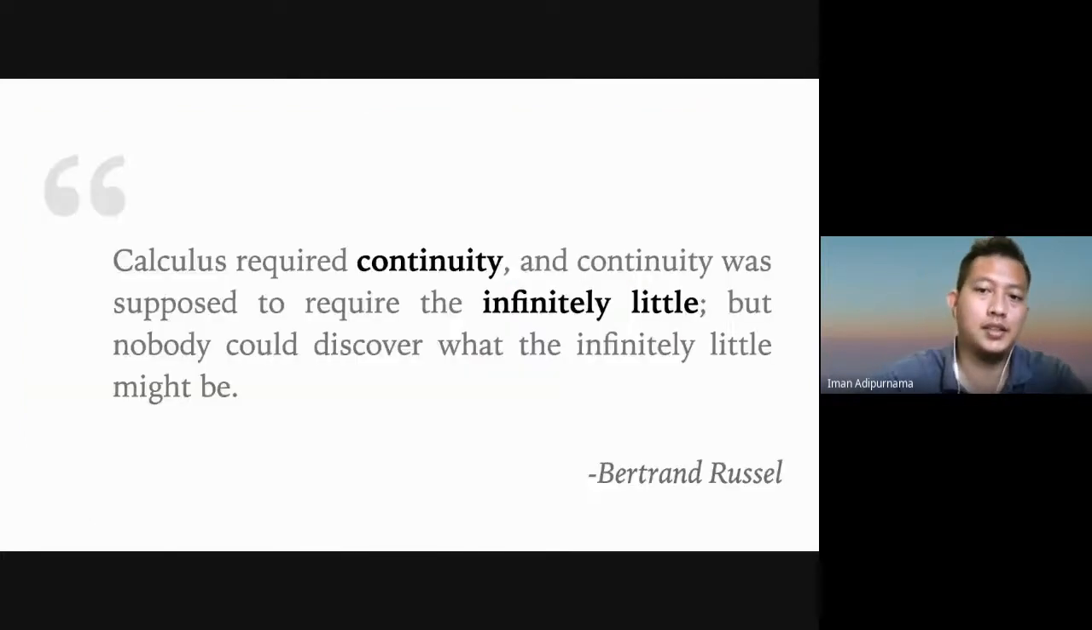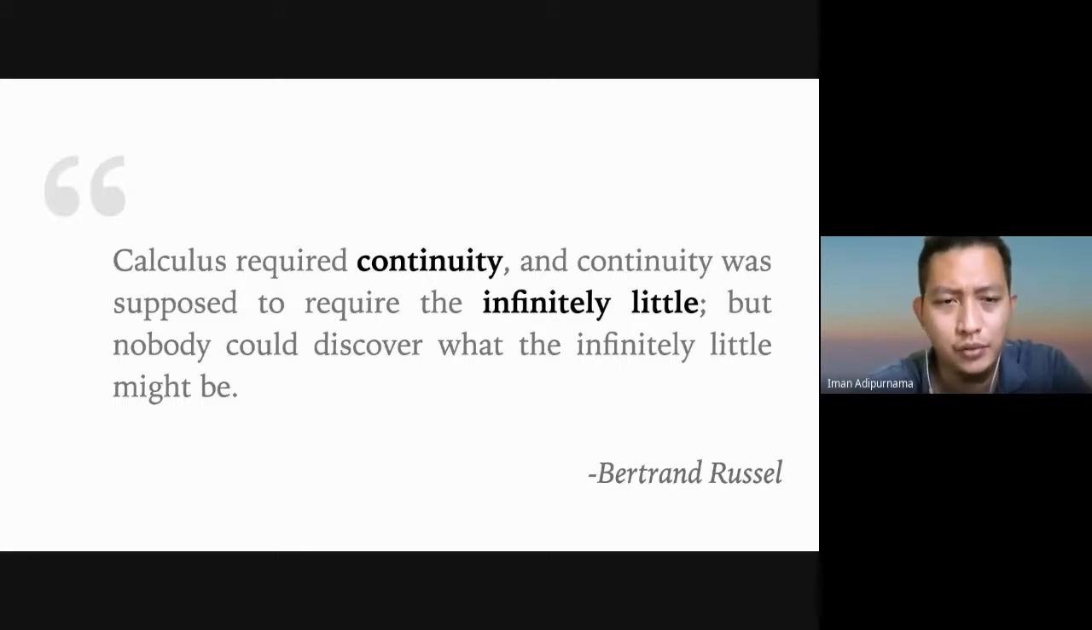Okay, the next slide. Also, some definitions from Bertrand Russell. If you want to look up who that is, he's actually a mathematician and also a philosopher. He is quite famous for some of his books. He published some books, and you can read those books. I think they have a Chinese version if you want to look for it. So he said that calculus required continuity, and continuity was supposed to require the infinitely little.